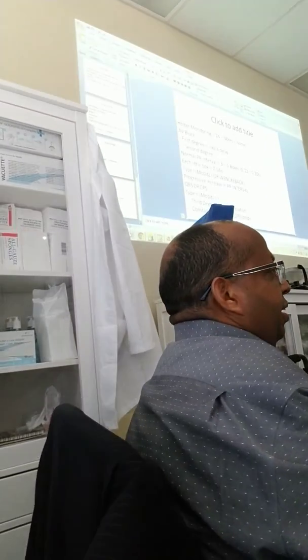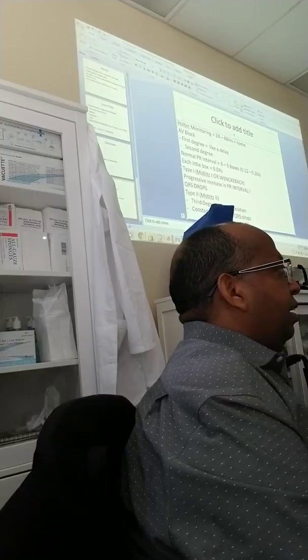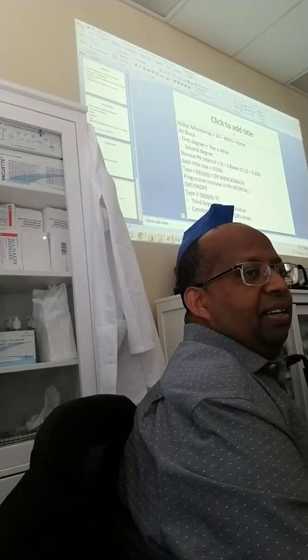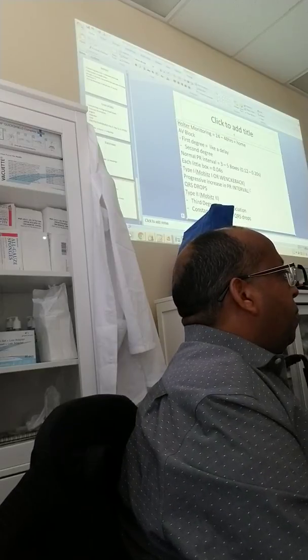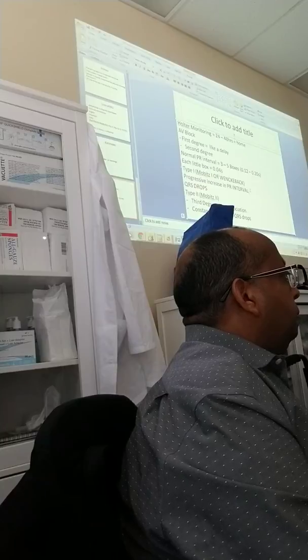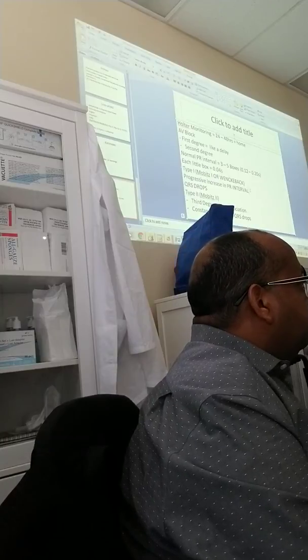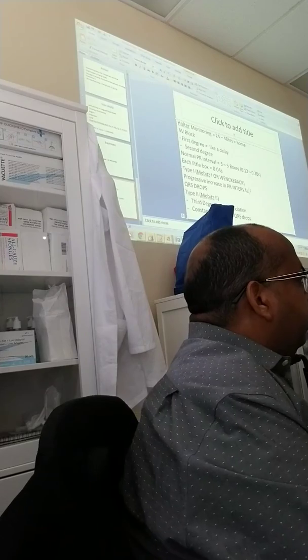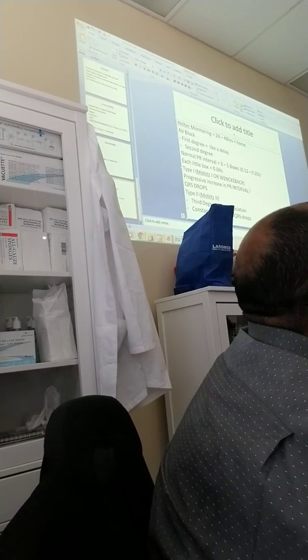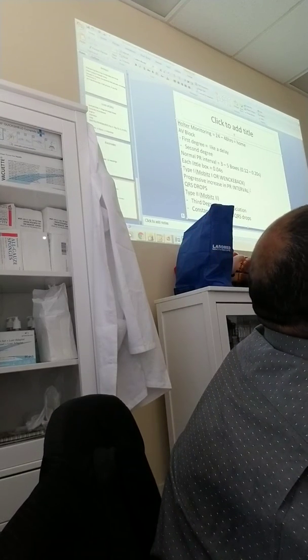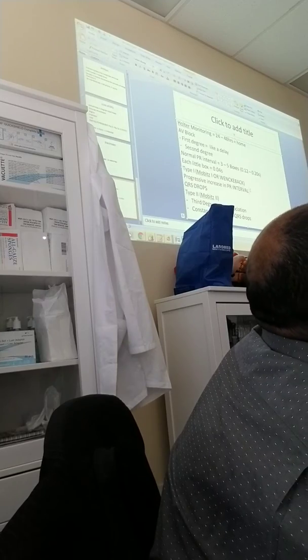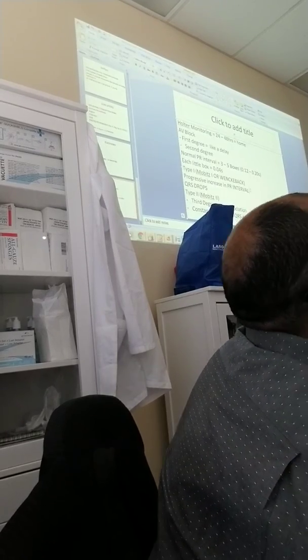AV block. For the first degree, it means there is a block, and the PR interval is prolonged. It's not normal, but it is a real heartbeat. The only thing is that it's not a lot of clearance. The maximum is 0.20. If you are at 0.22, it's not a problem.